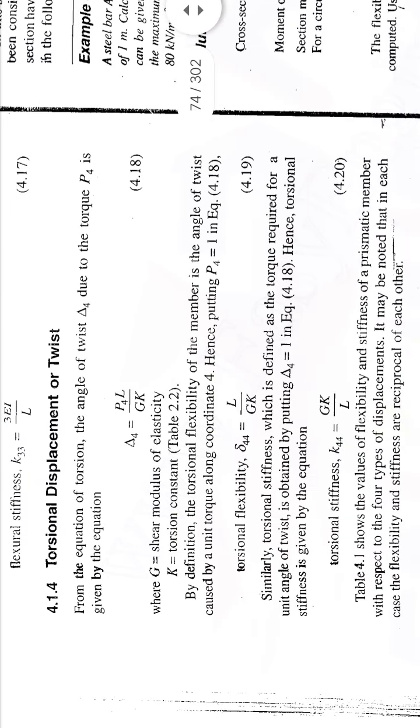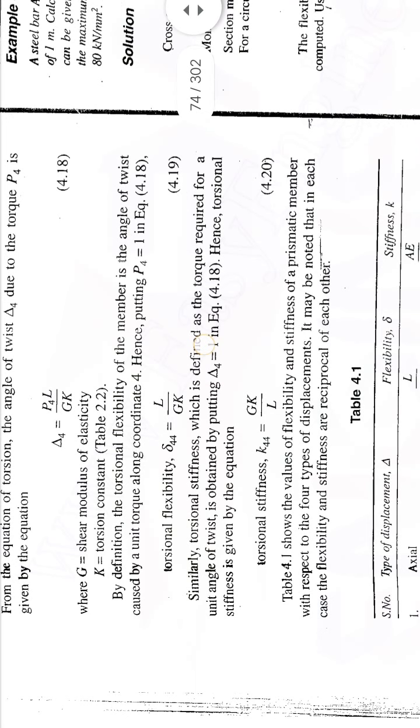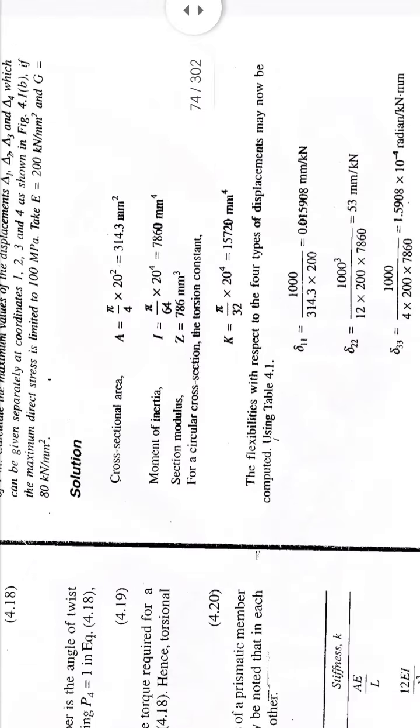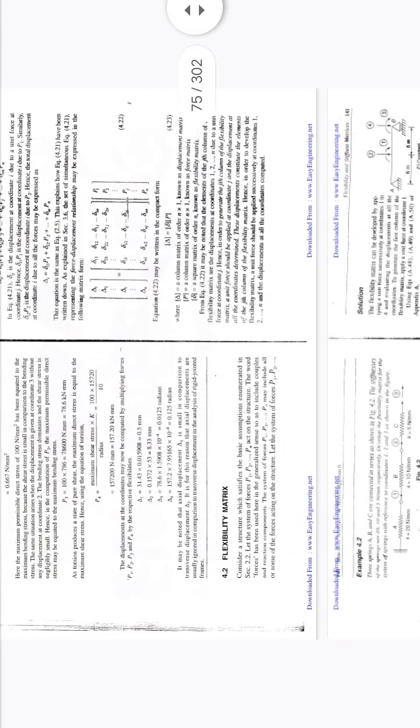If you have torsion or twist, delta is P4 L by GK, and the torsional flexibility delta 44 is L by GK. Now the torsional stiffness K44 is equal to GK by L. So with this we will end the important concepts related to that. Next, we'll go on with the problem.